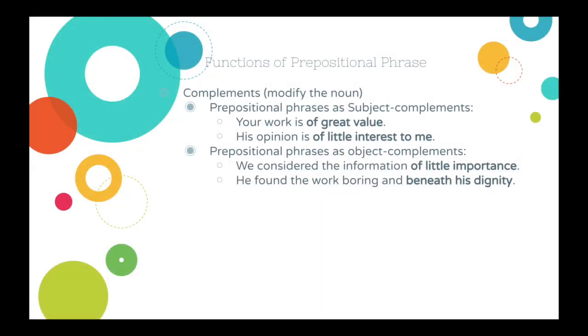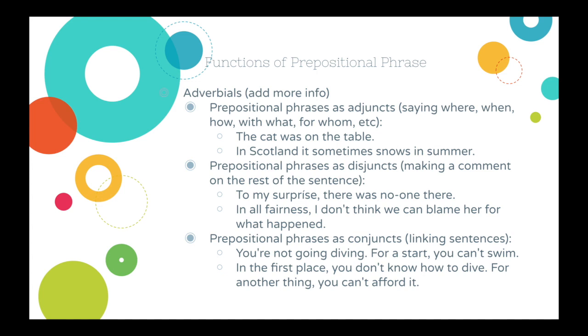Okay, to make it quite simple, we can say that complements describe what the noun is. Okay, what the noun is. For example, your work. Okay, so what kind of work? Something that has great value. Okay, or the information. Okay, what kind of information? Something of little importance. That's the idea. Okay, so complements try to answer the question what, while adverbials talk about where, when, how, and many others.